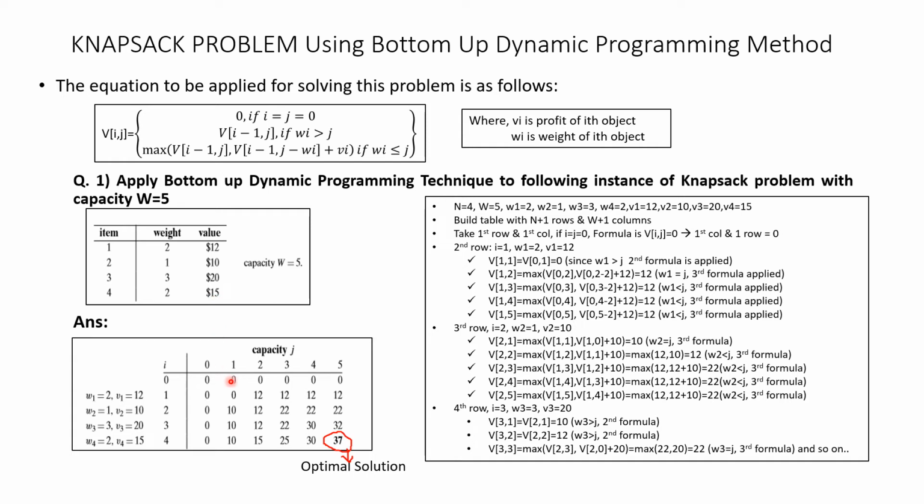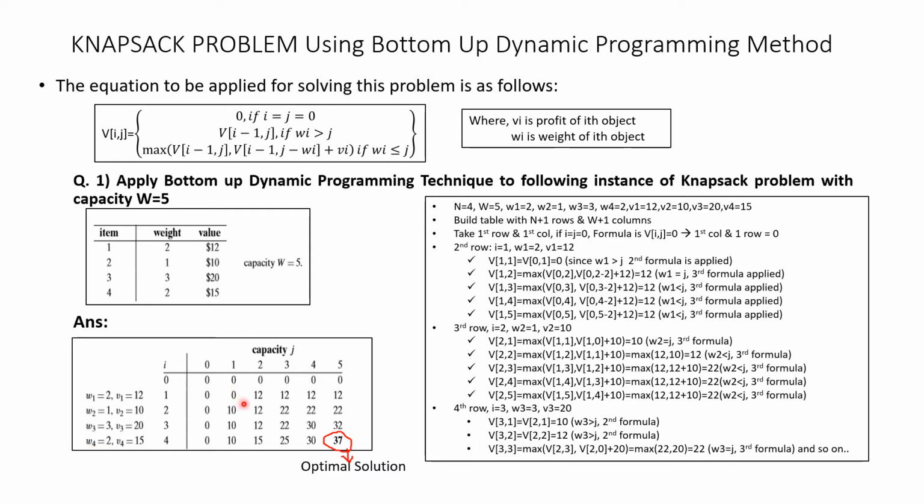I hope you are following. And what you have to do now, you have to just go on comparing the W values with J. If the W value is greater than J, apply the second formula. If the W value is less than or equal to J, then apply the third formula. That's all. That is the whole logic. So now we are calculating this entry.